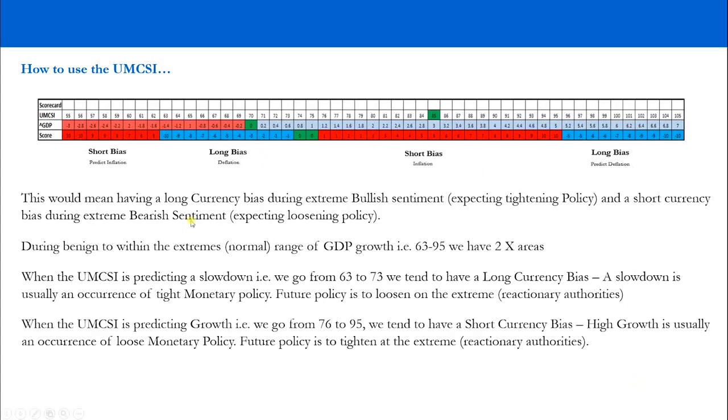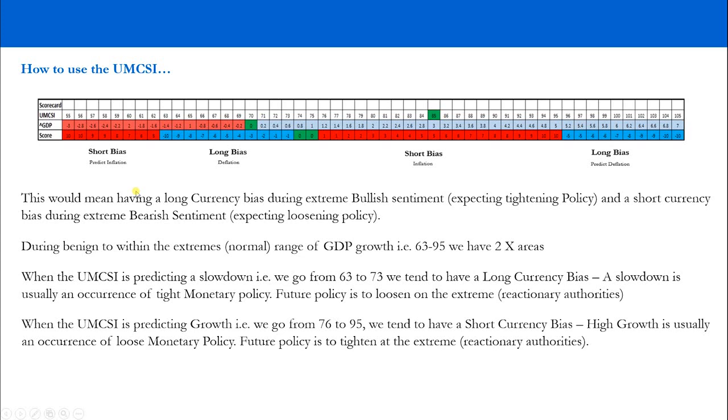If we look at how we scorecard here, how we break everything down, we've talked about the bearish and the bullish situations at the extremes. So at the bullish extreme, we're looking to have a long currency bias because we're expecting a tightening policy from the central bank, the Fed. And in the bearish extreme, we're looking to have a short currency bias because we expect a loosening monetary policy from the central bank, and we're predicting inflation.